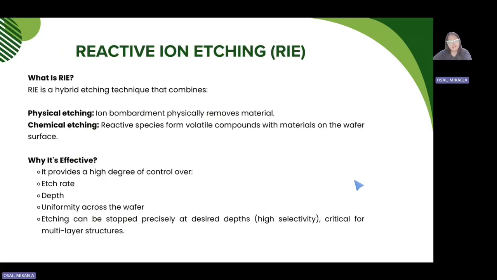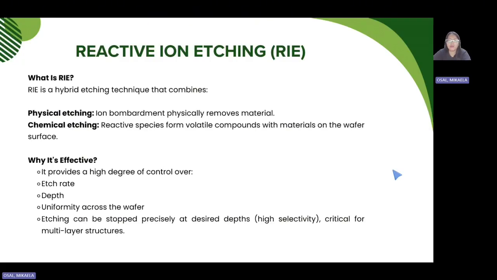So, reactive ion etching, or RIE, is a hybrid etching technique that combines two powerful mechanisms, which are physical etching and chemical etching. So physical etching: ion bombardment physically removes material from the wafer surface. Second is chemical etching. Reactive species in the plasma form volatile compounds with the material, which are then pumped away.